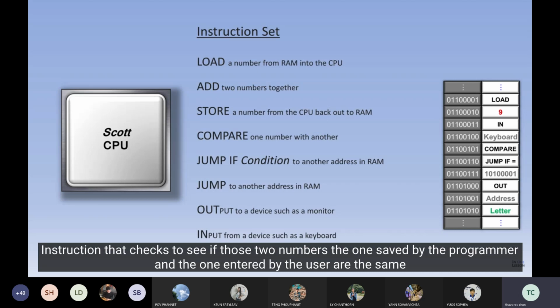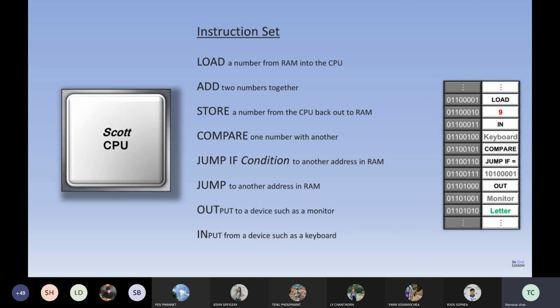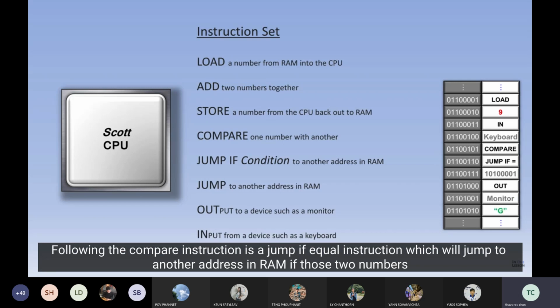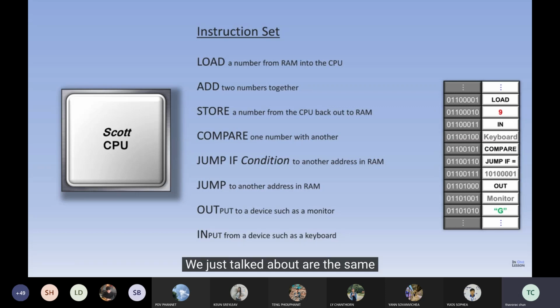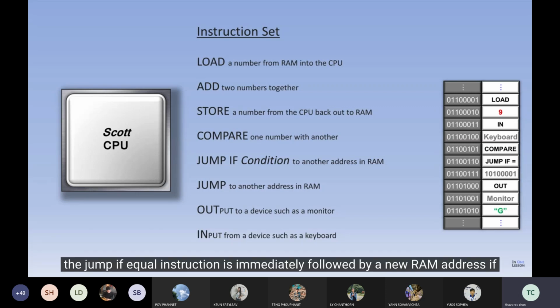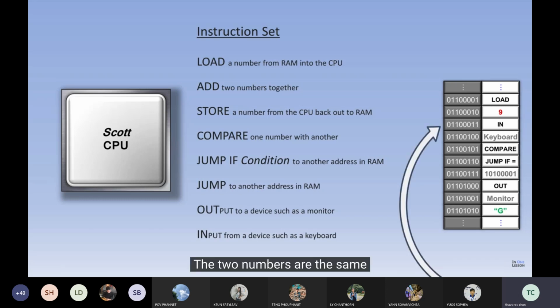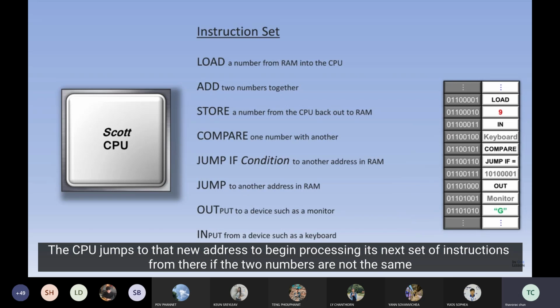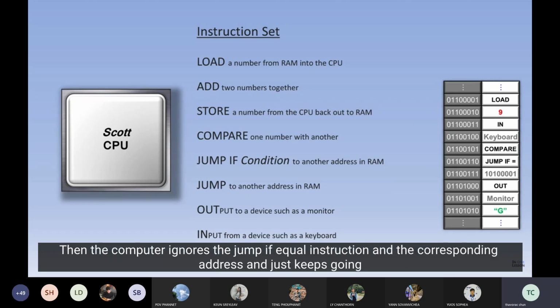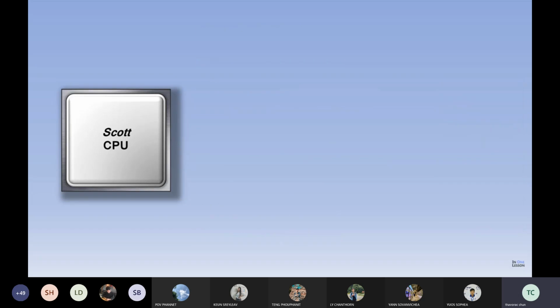Following the jump to address comes an out instruction with the address for the monitor, then the letter capital G, and then below that would be the letters U, E, S, S, space again, so guess again. So if the user guesses the wrong number, the program would tell him to guess again, and then jump back up to the in instruction to retrieve that new guess, and then process these instructions all over again. By the way, the in and out instructions used here have been simplified somewhat, but you'll find them covered in more detail in the book.